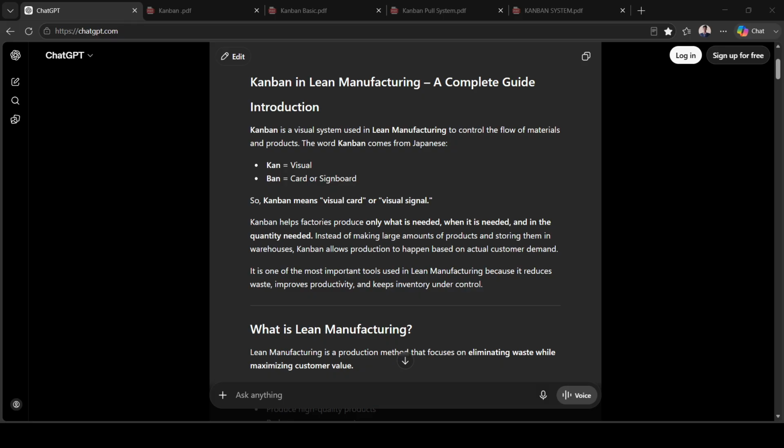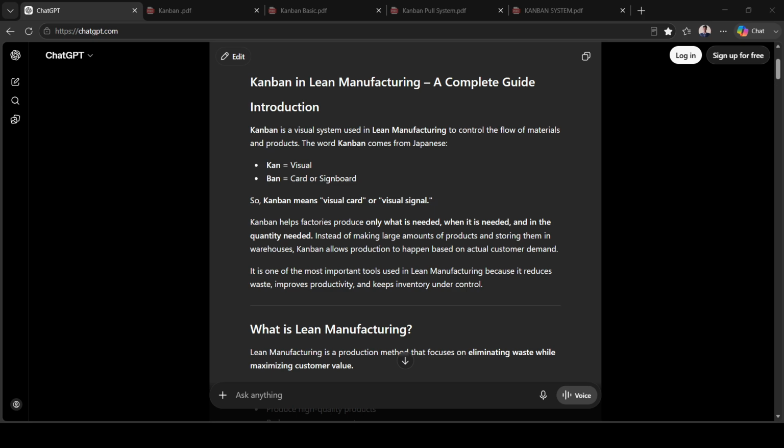In today's video, we are going to learn about Kanban. This is one of the most powerful tools in lean manufacturing. If you want to reduce inventory, improve production flow, eliminate waste, and increase productivity, this video is for you. So let's start this video.